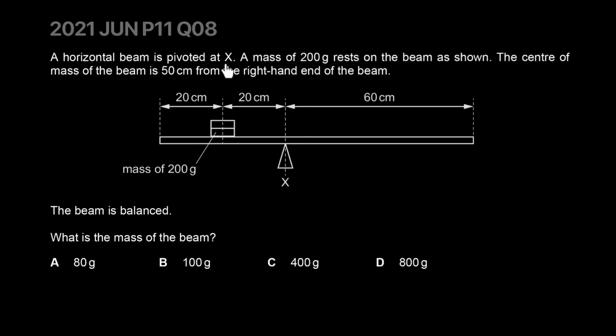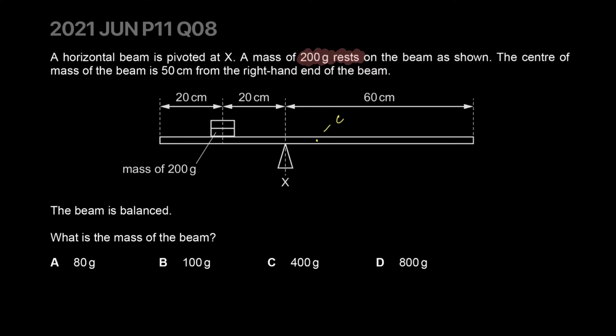A horizontal beam is pivoted at X. A mass of 200 grams rests on the beam as shown. So 200 gram is resting, right? The center of mass of the beam is 50 centimeters from the right. The center is kind of over here. I'll put a small c on top of it. It is here. The beam is balanced. What is the mass of the beam?